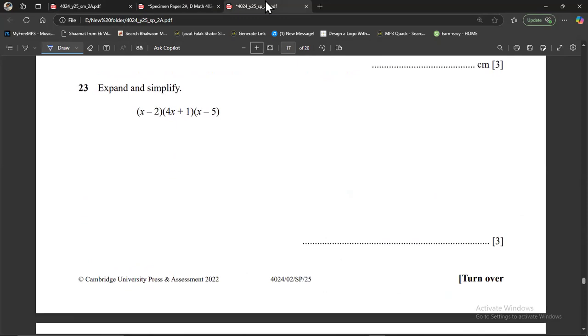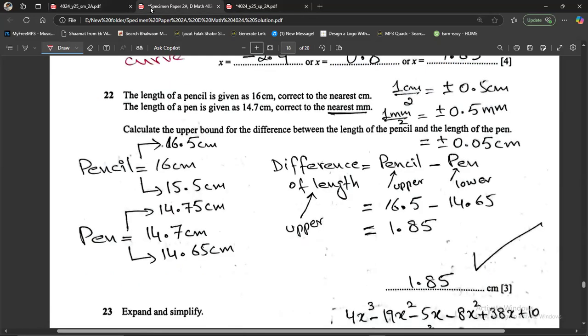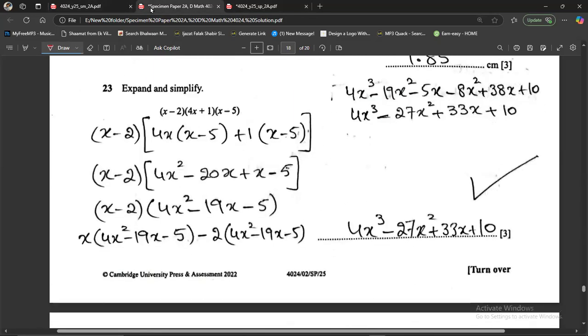Question number 23, expand and simplify. Here we have 3 brackets and they are multiplying with each other. So what I will do, I will first multiply these 2 brackets. I will put a square bracket around them, and whatever the answer will be, then I will multiply the first bracket with that answer. So here we go.